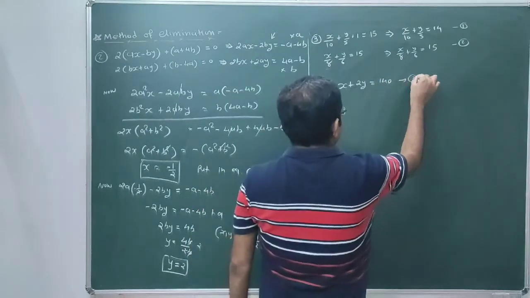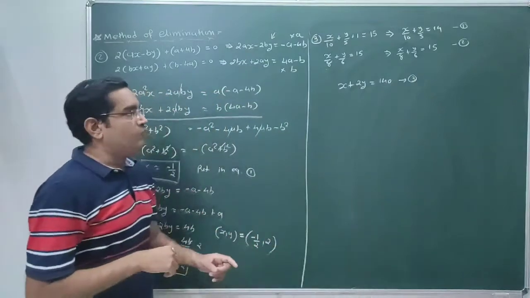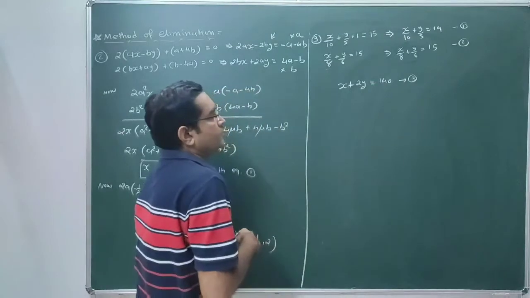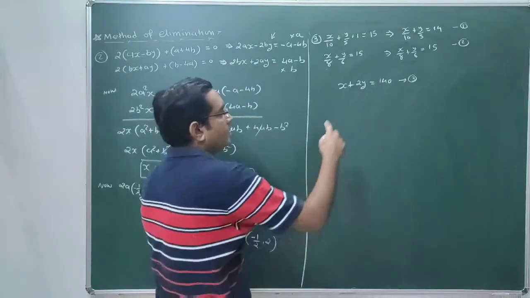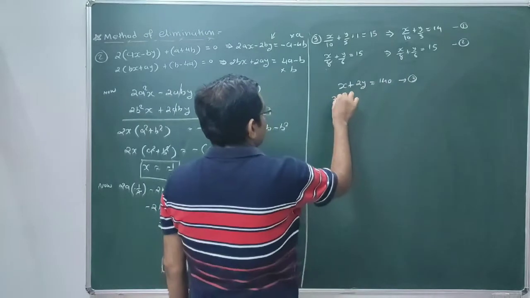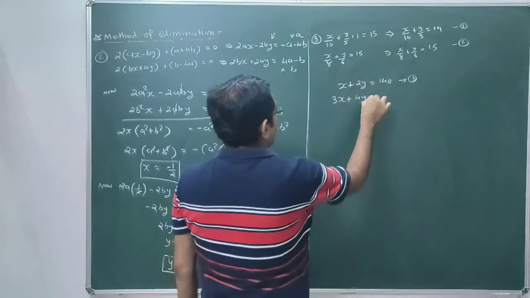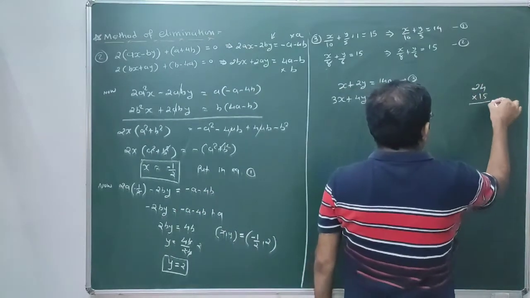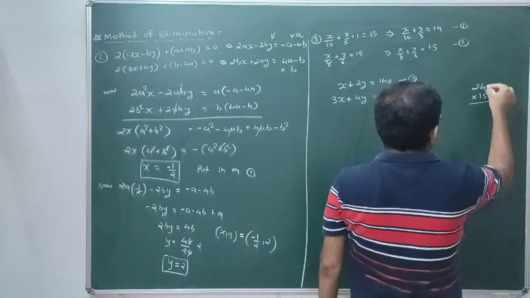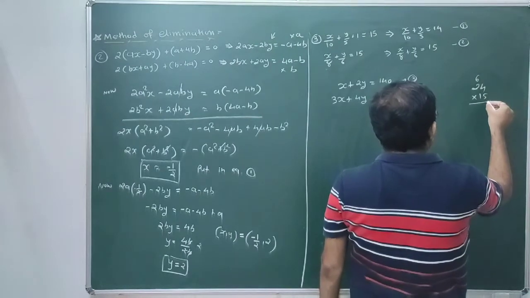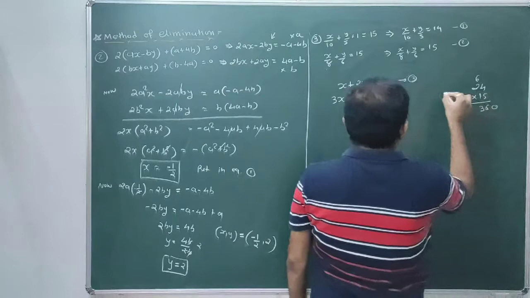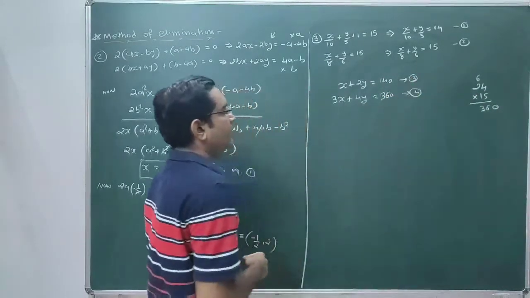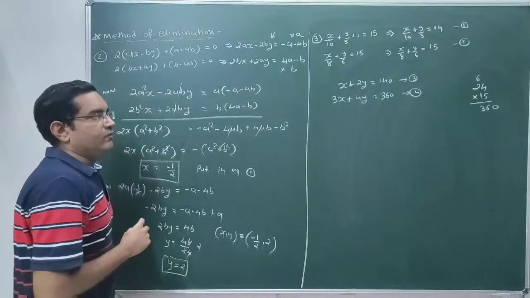Say this one is equation number 3. So we are getting our equation in standard form. Here, what is the LCM of 8 and 6? 24. So multiply with 24. So it's 3x plus 4y equal to 15 times 24. So 24 multiplied by 15 will be 360. This is equation number 4. So now we are getting our equation in standard form.